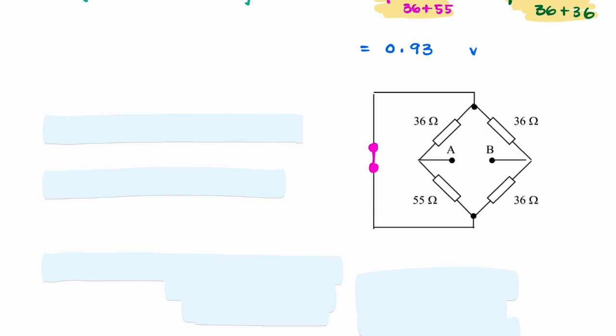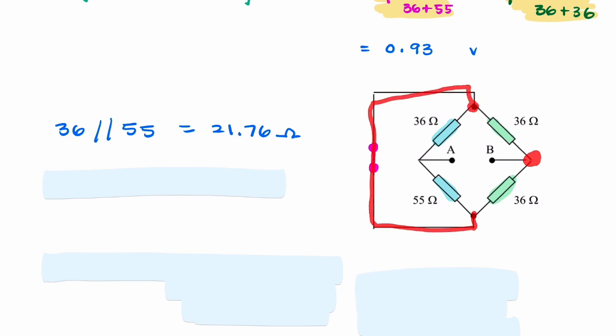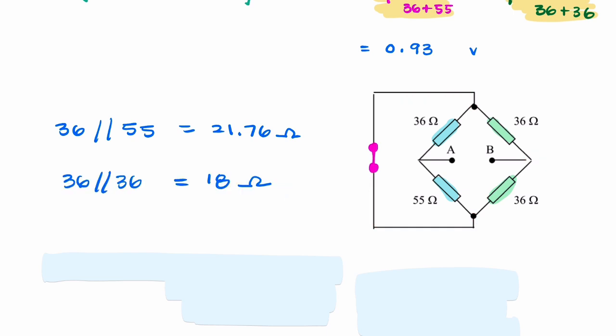Now, it isn't immediately clear, but if you look at these two resistances, you'll notice that they're connected at not one point, but two points. And when two resistances are connected at two points, we say they are in parallel. So even though they don't look like they're in parallel, they are. The parallel combination of 36 and 55 will give us 21.76, and the same applies to the two 36 ohm resistances. They're connected at this point, and they're connected at the other point. So they're joined from both ends, so they're in parallel.